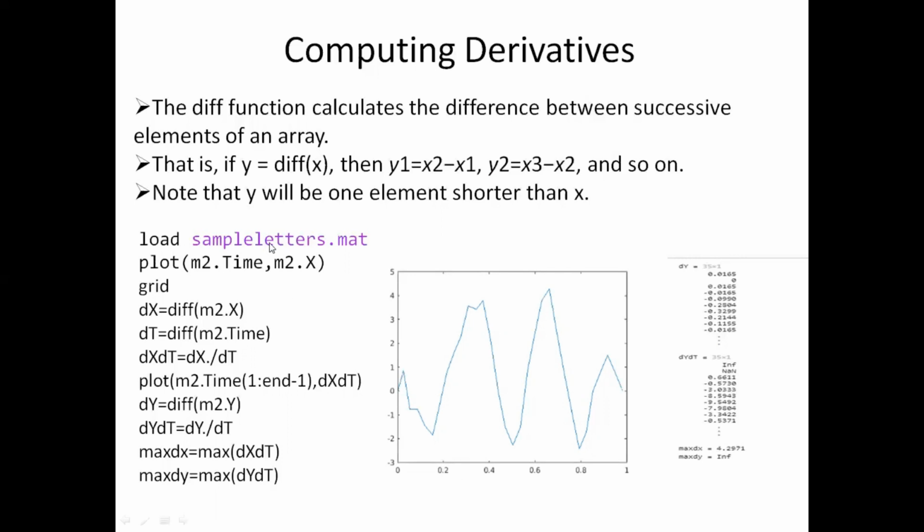We are loading sample letters.mat, and the file that I am using here is M2. We can calculate the difference between successive elements in M2.x, and I am storing it in the variable dx. Similarly, I am calculating the difference between successive elements in M2.time, which I am calling dt. Next I can calculate the slope as dx divided by dt.